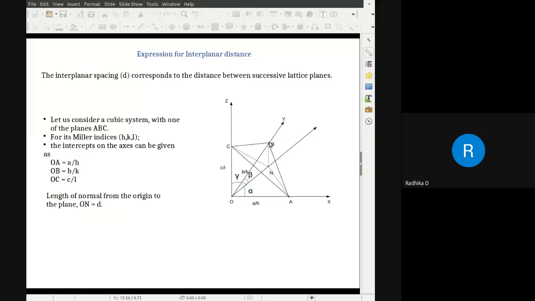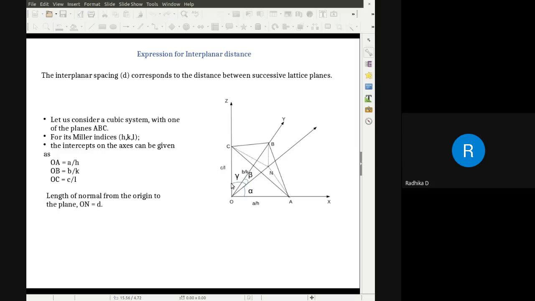Now, next, from N, I connect to A with dotted lines. From N, I connect to B with dotted lines. From N, I connect to C with dotted lines. Next, I mark angle alpha with respect to the x-axis, or this direction OA. I mark the angle beta with respect to the y-axis, or direction OB.